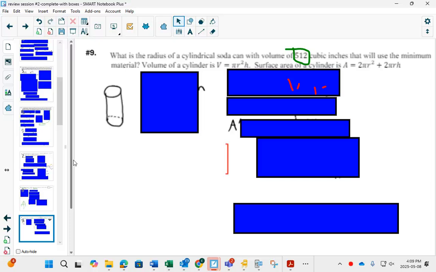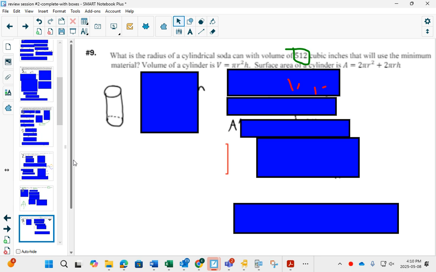What is the radius of a soda can with a volume of 512 cubic inches that will use the minimum material? So again, this isn't really related rates, this is more max-min optimization. Oh yeah, the title says optimization as well. So this is more of an optimization question.